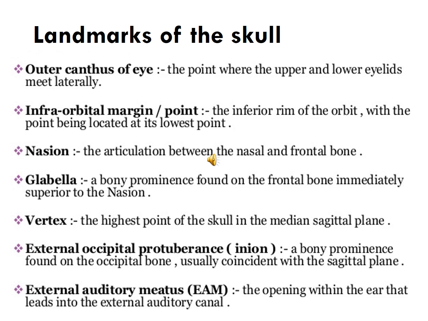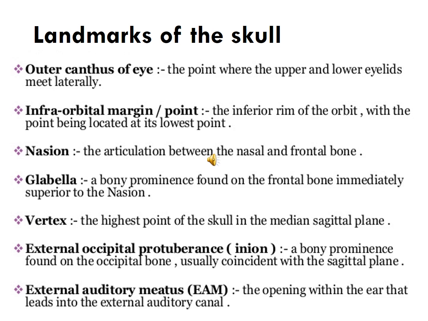Next, infraorbital margin, the inferior rim of the orbit, with the point being located at its lowest point. Nasion, the articulation between the nasal and frontal bone. Glabella, a bony prominence found on the frontal bone immediately superior to the nasion. Vertex, the highest point of the skull in median sagittal plane.